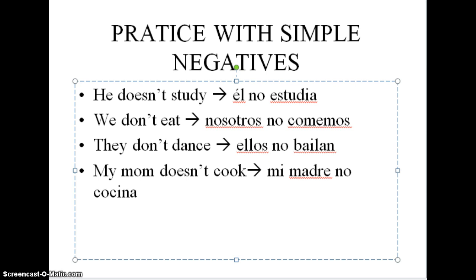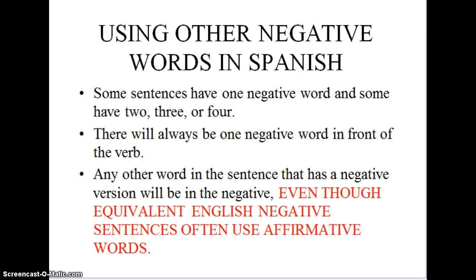Now, as you may have noticed in your vocab list, we've got some other negative words, things like nothing, no one, none, not any, neither, never. Those are on the bottom left-hand corner of page 297. They're also on your vocab list. So some sentences have one negative word, some have 2, 3, or 4. There will always be one negative word in front of the verb if you're making a negative sentence. Any other word in the sentence that has a negative version will be in the negative.